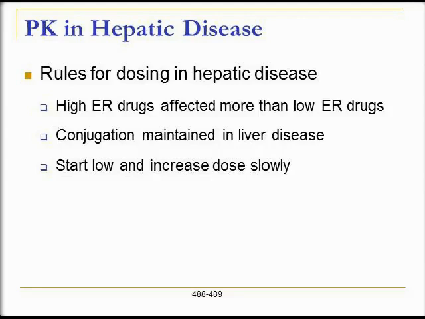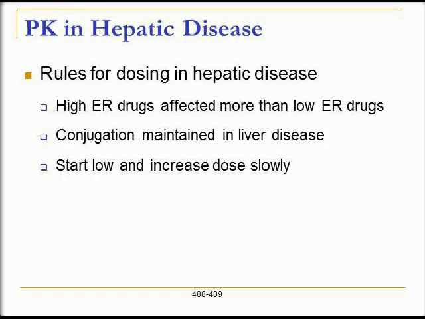High extraction ratio drugs are generally affected more from hepatic disease than low extraction ratio drugs. And conjugation, or those phase 2 metabolic processes, are less affected by liver disease. They're generally maintained even as the patient has worse and worse liver disease. So things like oxidation, hydroxylation, etc., those phase 1 reactions will usually go first in liver disease, and then conjugation is one of the last things to go. It's a pretty easy thing for the liver to do.